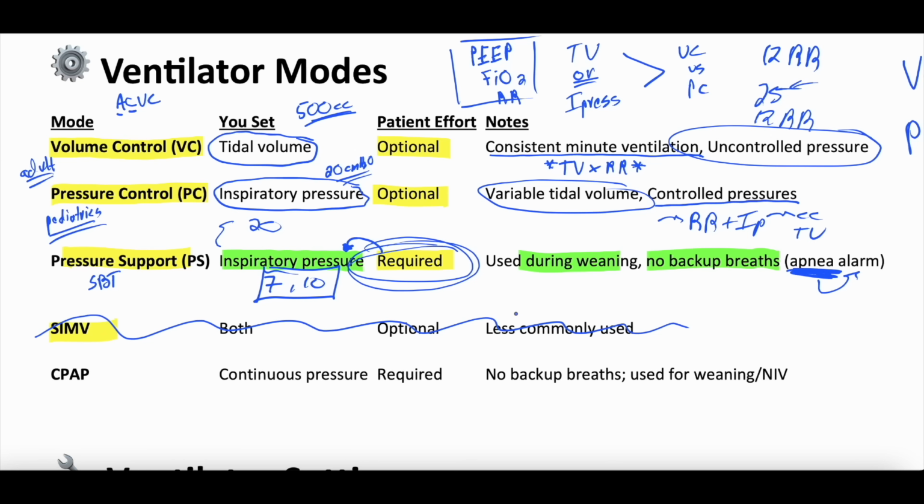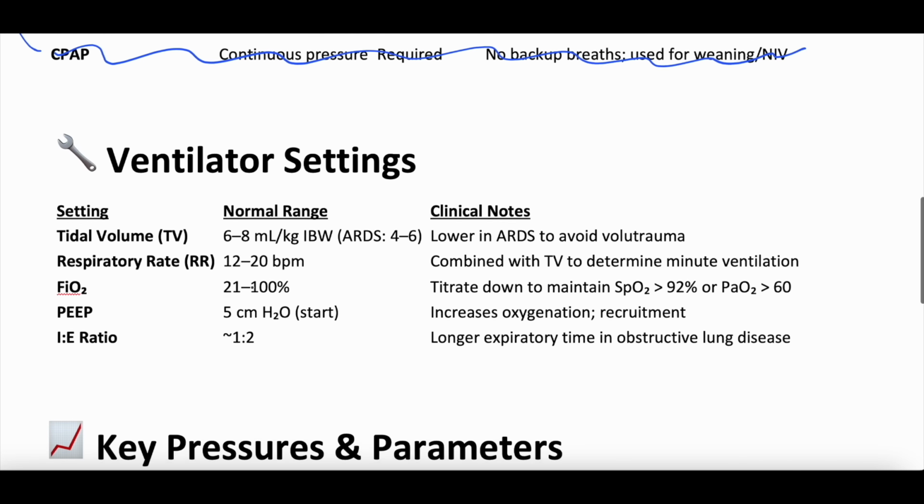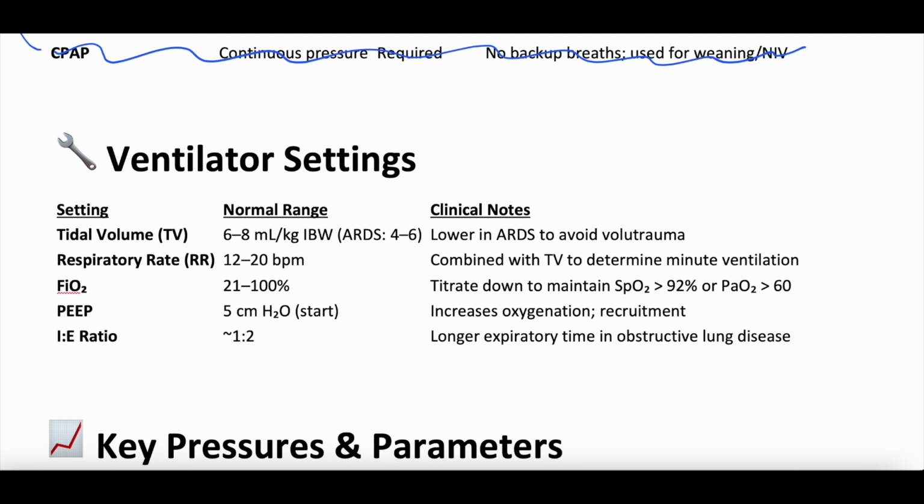And then CPAP is very similar to pressure support, so we're going to cross that one out as something we're going to dive into. These three are going to be your 3 main foundational ventilator modes: volume control, pressure control, and a pressure support trial. So we talked a little bit about ventilator settings, just a little bit though.